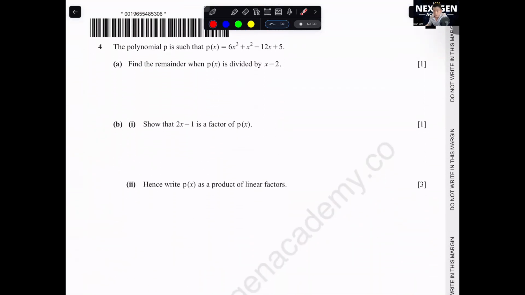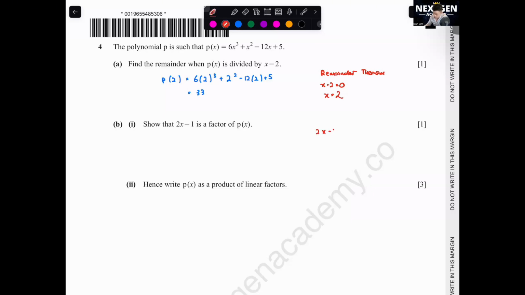Polynomial P is such that P(x) equals 6x cubed plus x squared minus 12x plus 5. Find the remainder when P(x) is divided by x minus 2. So we are using the concept of remainder theorem over here. What is remainder theorem? You make this equal to 0, you just sub in 2. This part here is not necessary to show. Straight away just sub in P(2): 6 times 2 cubed plus 2 squared minus 12 times 2 plus 5. You'll get 33.